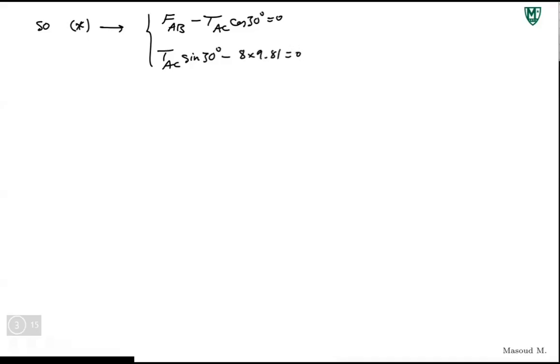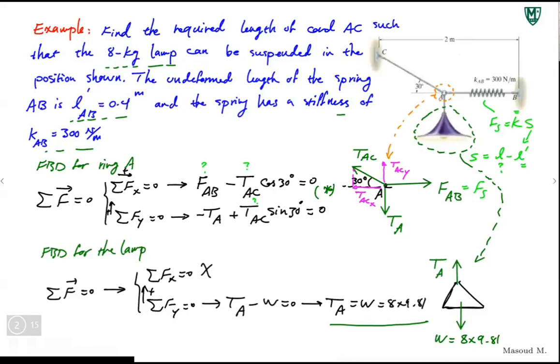Right? So now you can find TAC from the second one. Well, we have two equations, two unknowns. Mathematically, you should be able to solve this. TAC is equal to 8 times 9.81 divided by sine 30 degrees. Do that, you will get 156.96 newtons. Here is your TAC. It's pretty much what you were asked to find, right? You were asked to find the required length of chord AC.